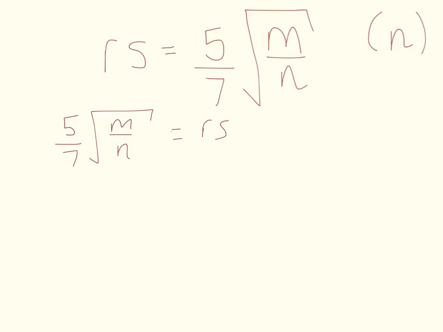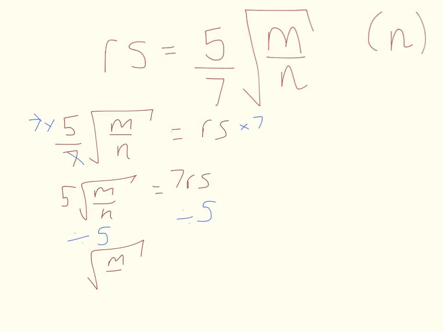Okay, the first thing we need to get rid of is this fraction. We don't want this fraction here. So I'm going to multiply both sides by 7. I'm going to be left with 5 square root of m over n equals 7rs. Now I've got 5 in front of my square root. I don't want it there. So I'm going to divide both sides by 5, which will leave me with the square root of m over n equals 7rs divided by 5.